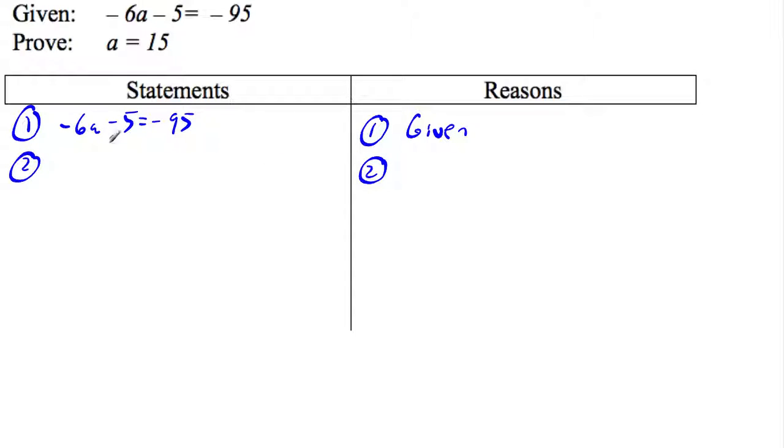All right, now if I look here, what could I do to get a by itself? Well, if I were solving this, I would add 5 to both sides. Why can I add to both sides? That's the addition property.